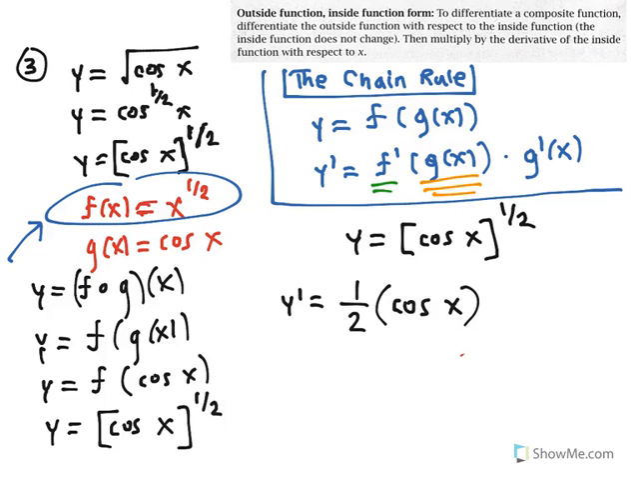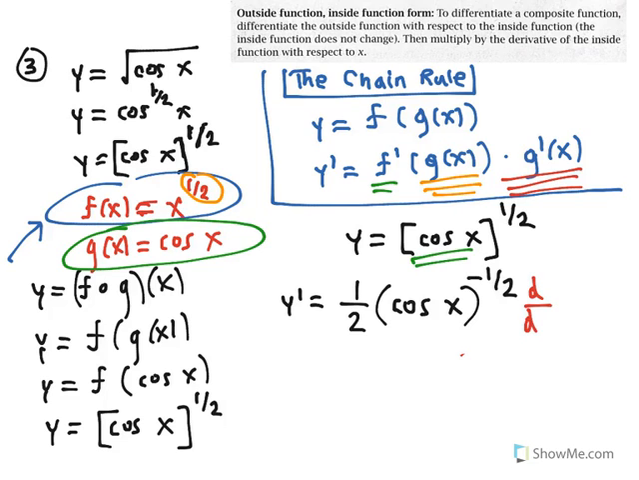So what does the power rule say? It says bring the exponent to the front and subtract 1 from the original exponent. 1/2 minus 1 is negative 1/2. So I will get negative 1/2 for my exponent. And now I have to go to this part of the chain rule. I will now multiply by the derivative with respect to x of the inside function. And of course, what is our inside function? Our inside function is cosine x. So now I multiply by the derivative with respect to x of the inside function cosine x.